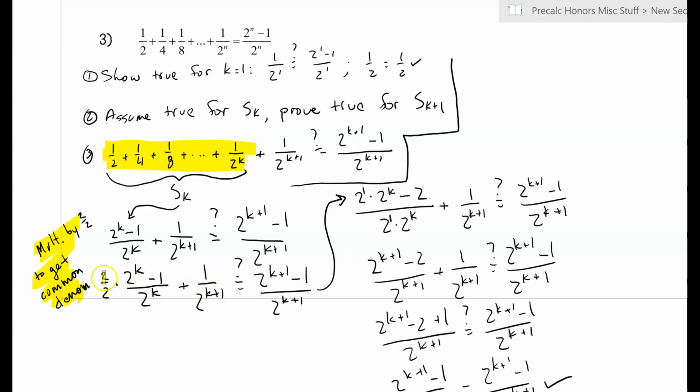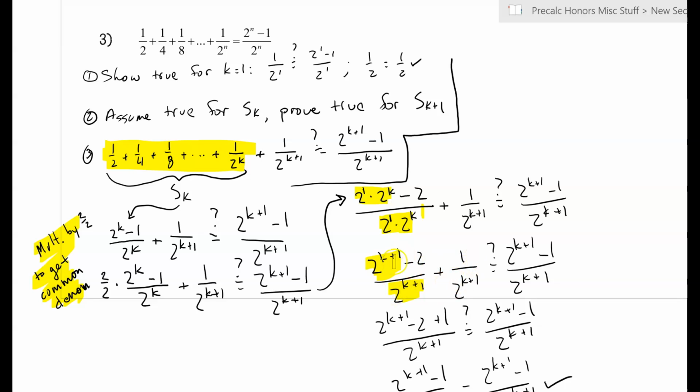And then moving over here, if I distribute this 2 in the numerator, I have 2, which is really 2 to the first, times 2 to the k, and then 2 times negative 1, minus 2. And then the denominator, I have 2 times 2 to the k, and then plus our other term. Now, 2 to the first times 2 to the k is 2 to the k plus 1. So all of this is equal to that. Remember, when we multiply numbers with the same base, we add their exponents. All right, and then we do the same thing in the denominator. So this 2 to the first times 2 to the k is 2 to the k plus 1.